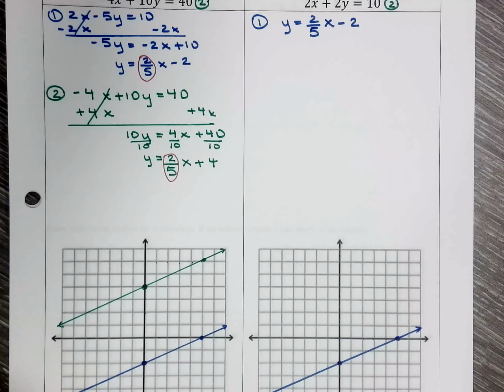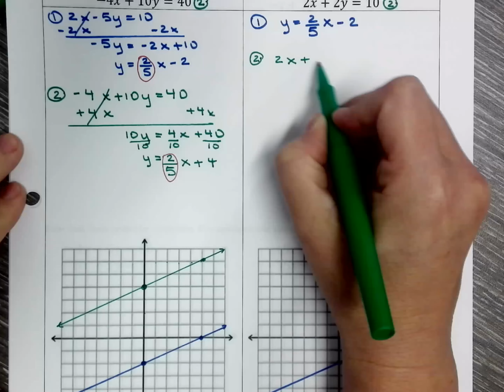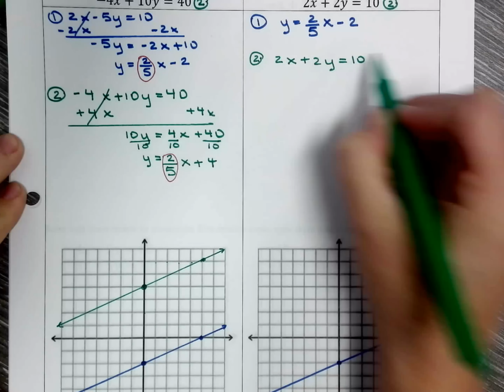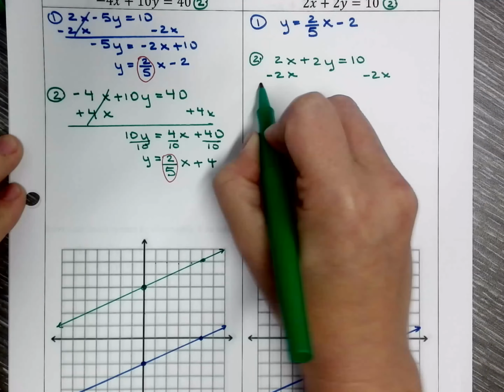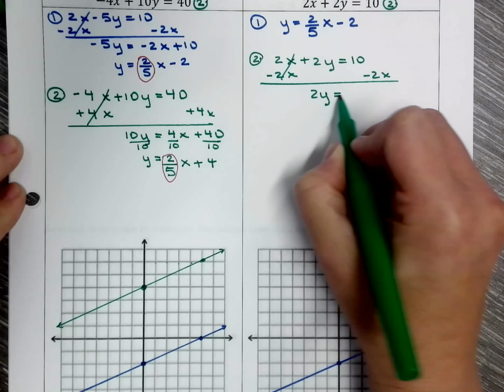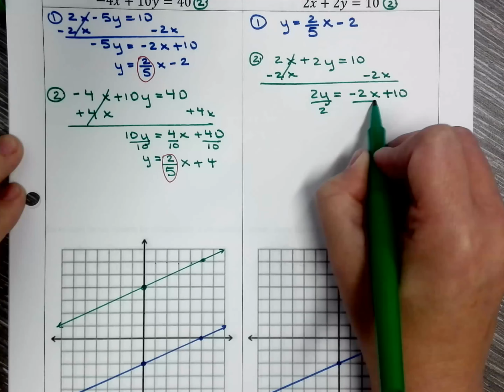Okay, now the second equation is different. So we need to go ahead and solve for y. So minus 2x on both sides. 2y equals negative 2x plus 10. Divide everybody by 2.